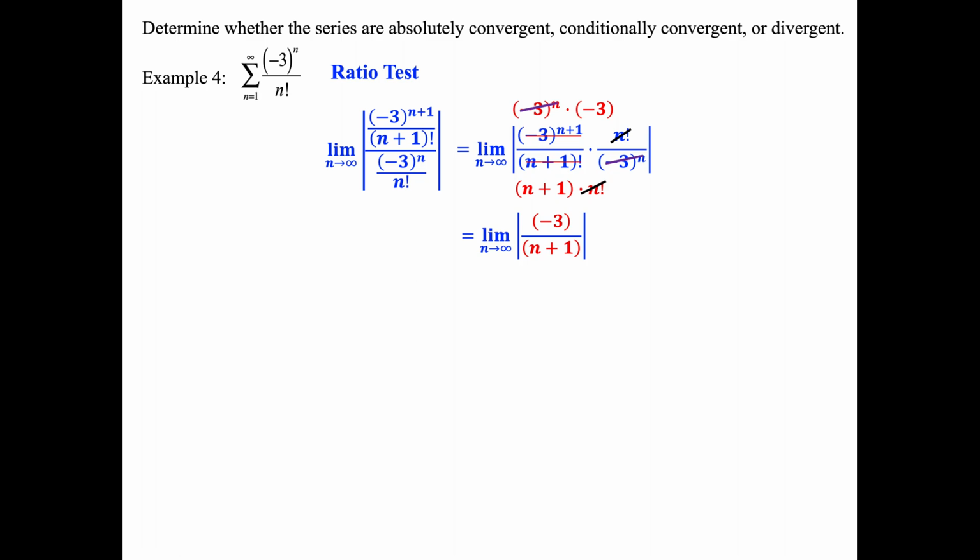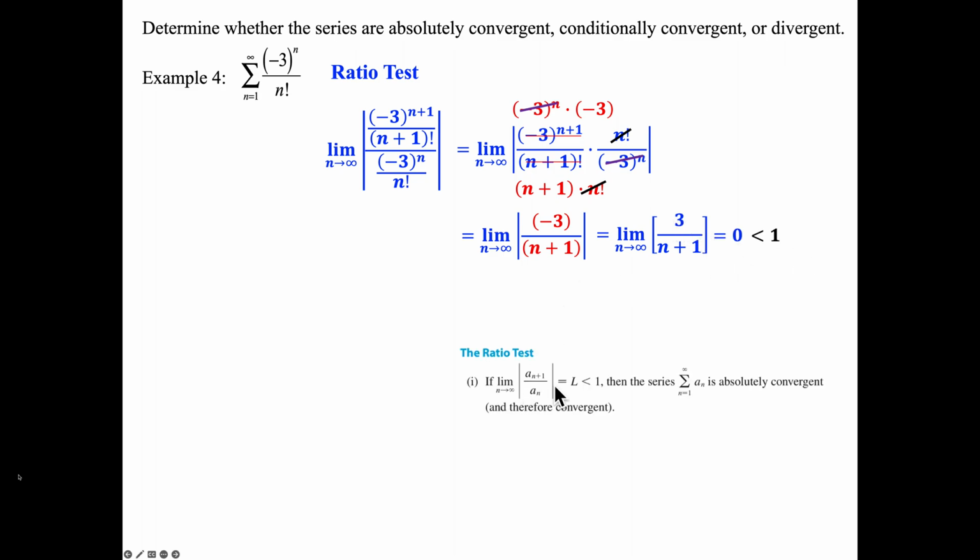as n goes to infinity of negative 3 over n plus 1, where the absolute value of negative 3 will always be 3. The bottom will always be positive, so we don't need the absolute value bars down there anymore. So as n goes to infinity, the bottom's getting bigger and bigger and bigger. The top stays the same, so my limit is 0, which is less than 1. So by case 1 of the ratio test, my original series is going to converge absolutely.